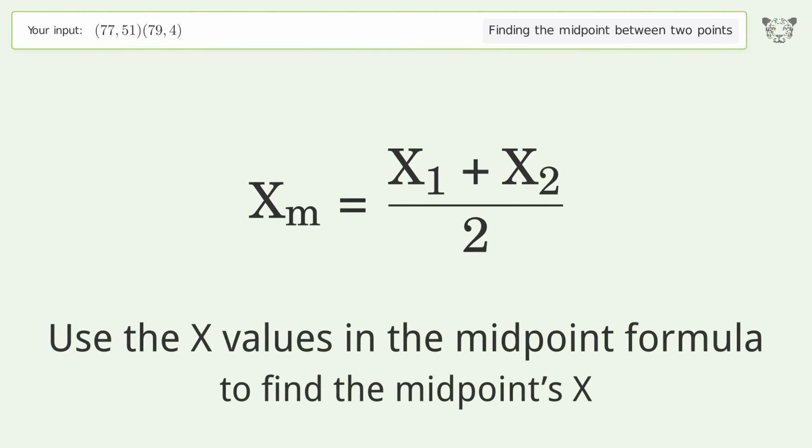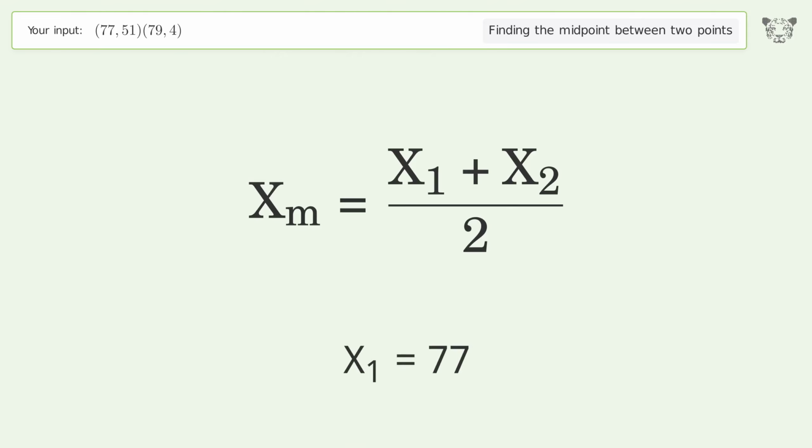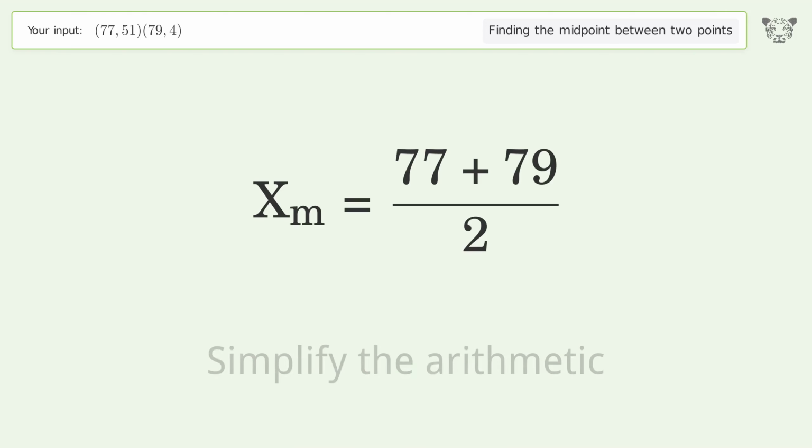Use the x values in the midpoint formula to find the midpoint's x. x1 equals 77. x2 equals 79. Simplify the arithmetic.